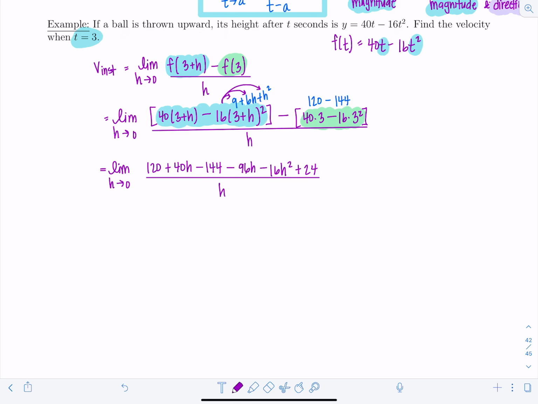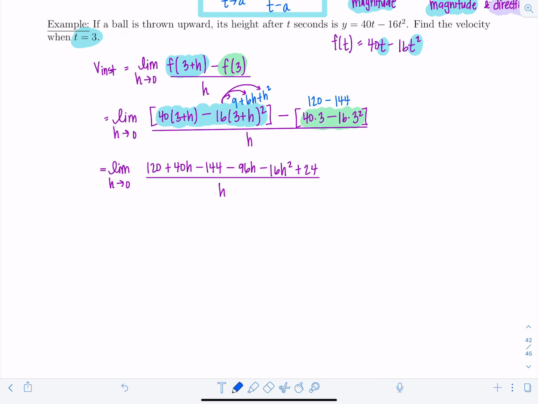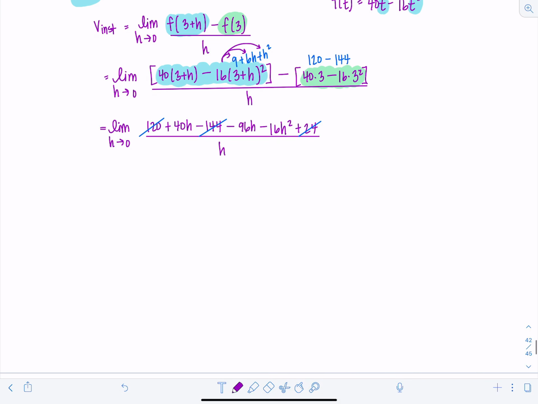Good. Hopefully you remember simplifying the difference quotient from pre-calculus. So from here, everything that doesn't have an h in the numerator should cancel out. So that's going to give me negative 24, which cancels with the positive 24. And we're in good shape because now the next step is I want to factor out h from all the terms that remain in the numerator. So I'm going to take out an h.